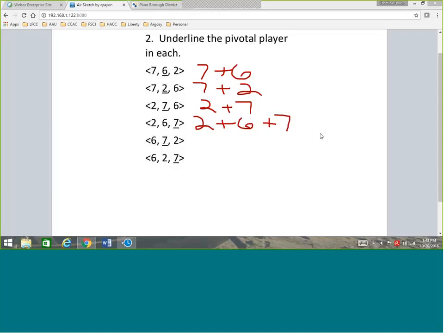The next one, 2 plus 6 plus 7. Well, I didn't reach 9 until I got to that 7 right here, which is why I underlined it. The next one, 6 plus 7, that's as far as I need to go to reach 9. And the next one, 6 plus 2 plus 7, I had to go all the way to the 7 to reach 9. So that is how we determined the pivotal player in each. You add from left to right until you reach the quota. The quota here was 9. As soon as I reach the quota, I stop and underline the player.